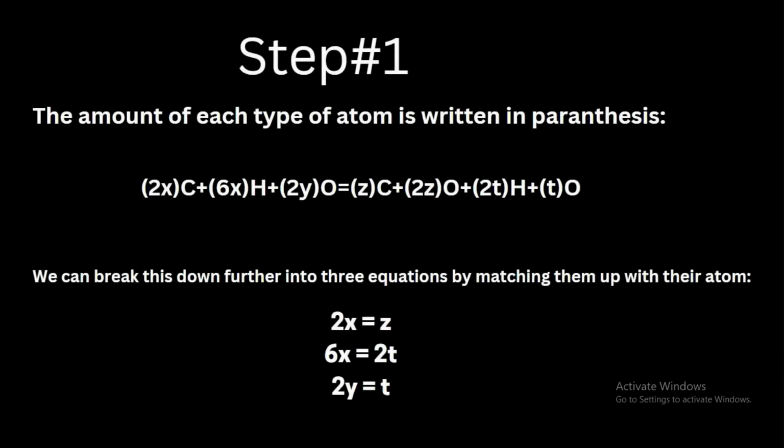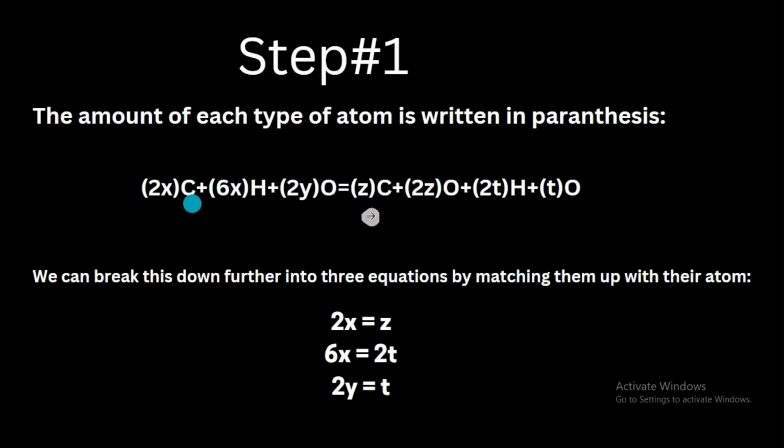Our first step will basically be to find the amount of each type of atom. I've done that by writing it in parentheses. So 2x is the number of carbon, then 6x is the number of H. After that, 2y is the number of O. Then on the other side of the equals sign, it's z number of carbon, then 2z number of O, then 2t number of H, and t number of O. So we can reduce this down further by equating each coefficient to itself.